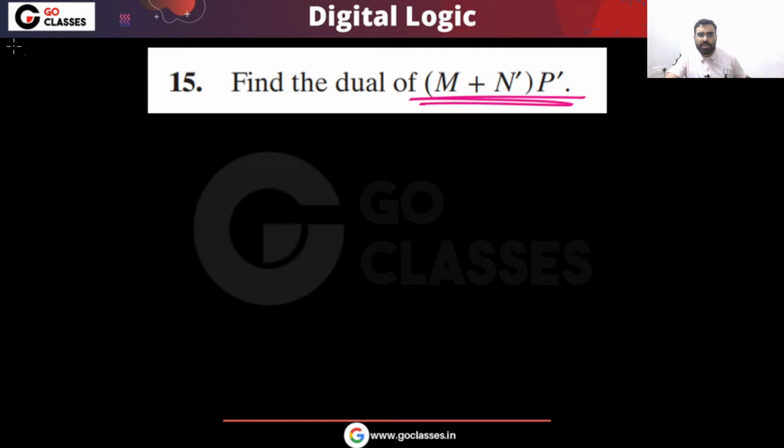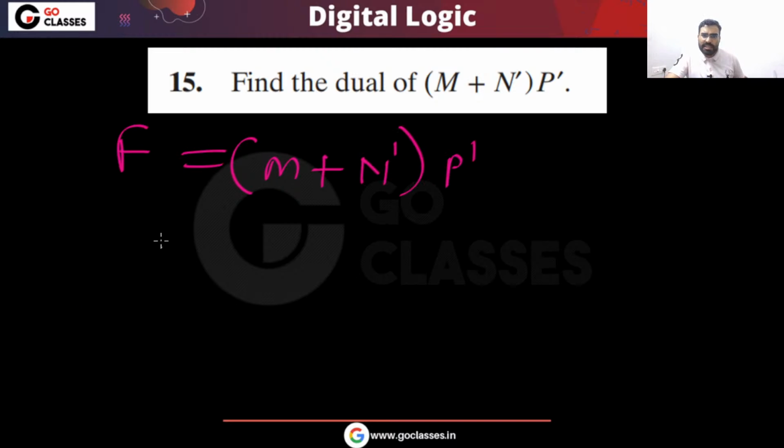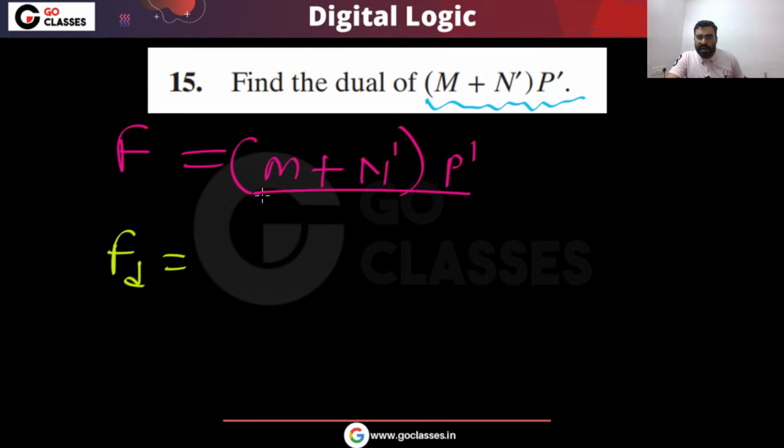If I ask you what is the dual of this, then you can find it very easily. Can anyone tell me what is the reason you can find the dual very easily? Like F dual, you can find very easily for this expression. What is the reason? Because this function is using only AND, comma, OR, nothing else. So you can find the dual very easily.